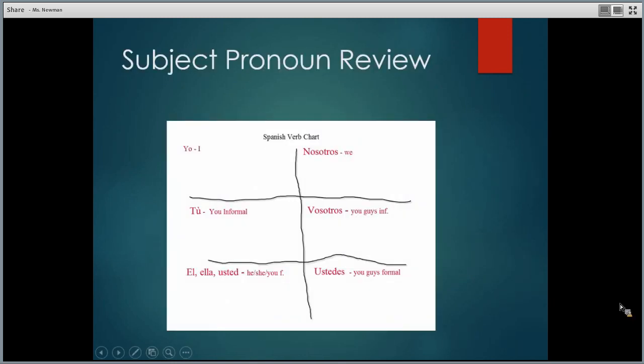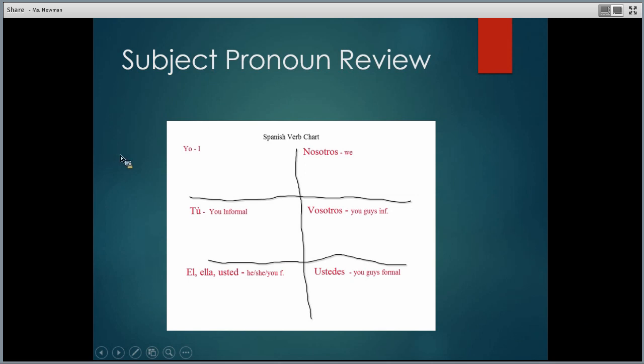Okay, primeramente, we're going to review the subject pronouns. This is important for you to know and understand so that you can understand how the verbs work in Spanish, and you can learn all the verbs and the proper conjugations. So here we have a chart with the subject pronouns.